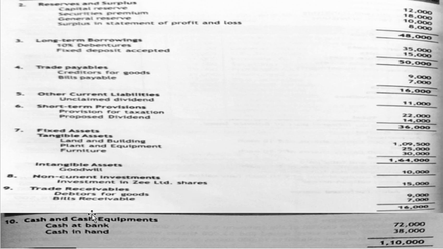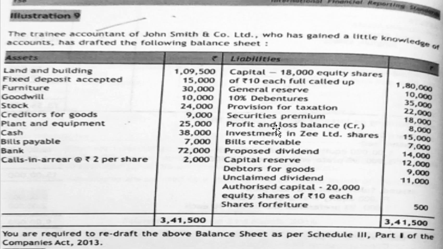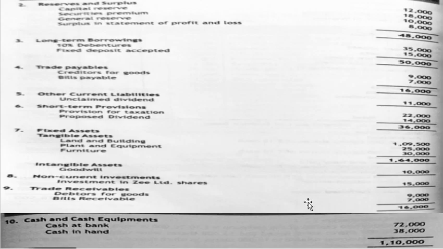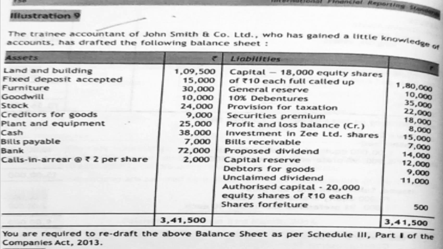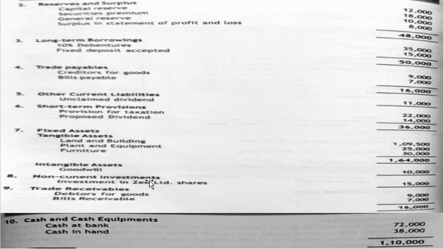Next is our non-current investments. Under non-current investments, we will record what the investments are. In the question, we have investments in Z Limited shares, which is 15,000. So 15,000 non-current investments. Next, trade receivables: we have bills receivable as well as debtors for goods. Debtors for goods we have 9,000, and bills receivable we have 7,000, which will be recorded in the working note. So the total is 16,000.